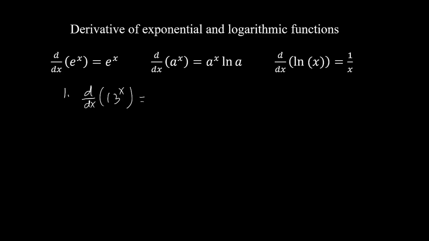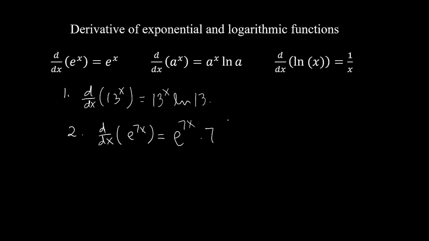Look at example 1, 13 to the x. So 13 is a constant, so that goes with this. Then your derivative will be 13 to the x natural log 13. Take example number 2, derivative of e to the 7x. It's very similar to this one, but you need to do chain rule also. So e to the x derivative is e to the x, which is e to the 7x. Take the derivative of 7x and multiply with it. You are done.